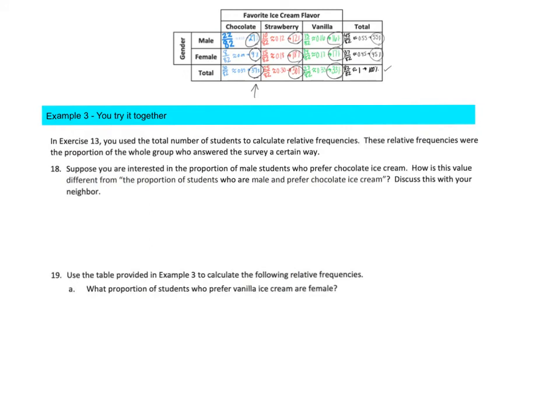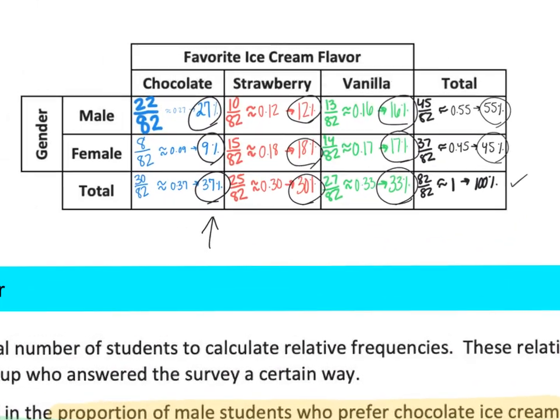All right, on this slide, we're going to be looking at our table up top to answer a few questions. It says, suppose you're interested in the proportion of male students who prefer chocolate ice cream. How is this different from the proportion of students who are male and prefer chocolate ice cream? What is the difference between those two questions? Because they are different and they're going to give you different answers. So maybe I would say find the proportion of male students who prefer chocolate ice cream. So let's look at our table, male students who prefer chocolate ice cream.